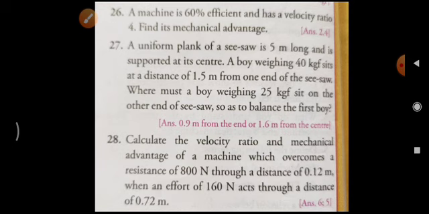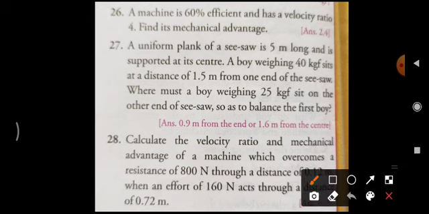Especially in this chapter, while solving word problems, you need to draw a rough diagram first. Then it will be easier to solve. Let me draw that on the screen itself so that you can see. One uniform plank of a seesaw is 5 meter long in total, and is supported at its center.